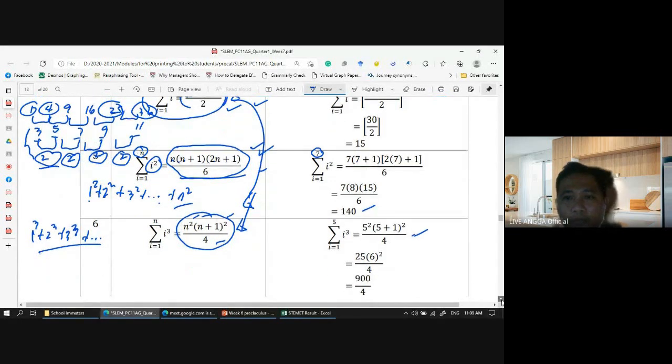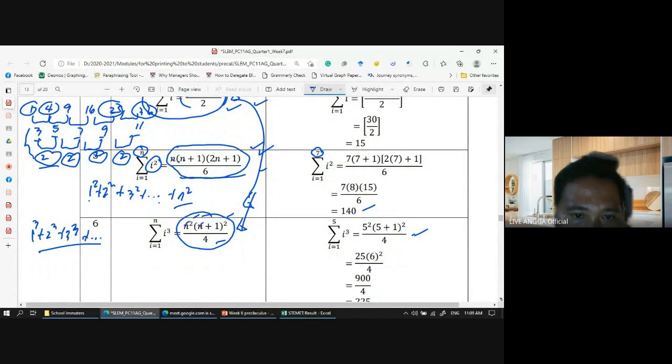So, from 1 to 5, of course, 1 cube plus 2 cube, and so on, then, papalitan natin ng 5. 5, 5. So, that is 5 squared, 5 plus 1 squared. And then, 25 times 36 over 4, that is 225.